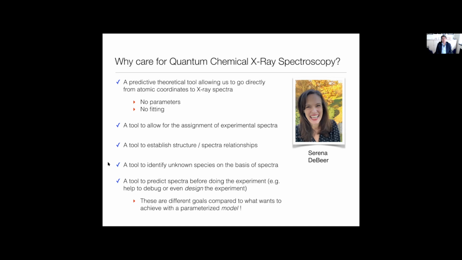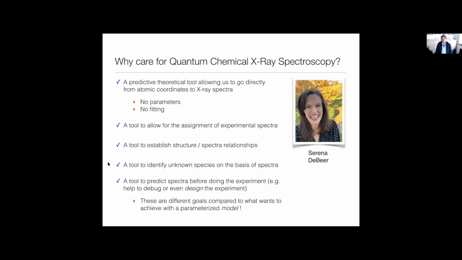It can be a tool to identify unknown species on the basis of the calculated spectra. So if you have measured something and you're not sure what it is, sometimes a calculation can greatly help you to distinguish between the possible structural candidates, and that's a very, very useful tool, especially in catalysis.